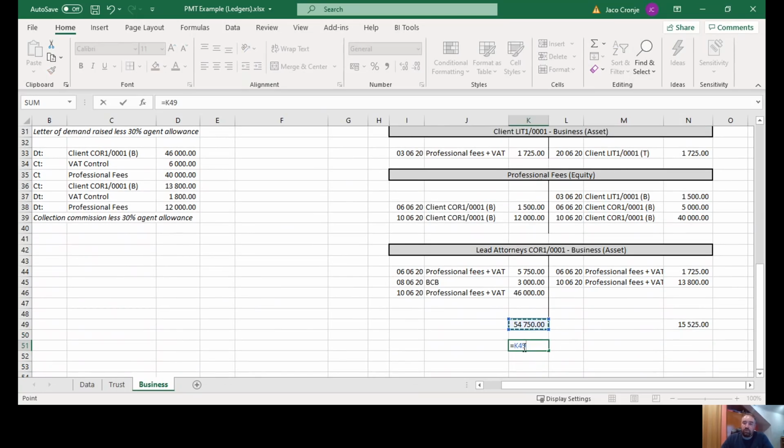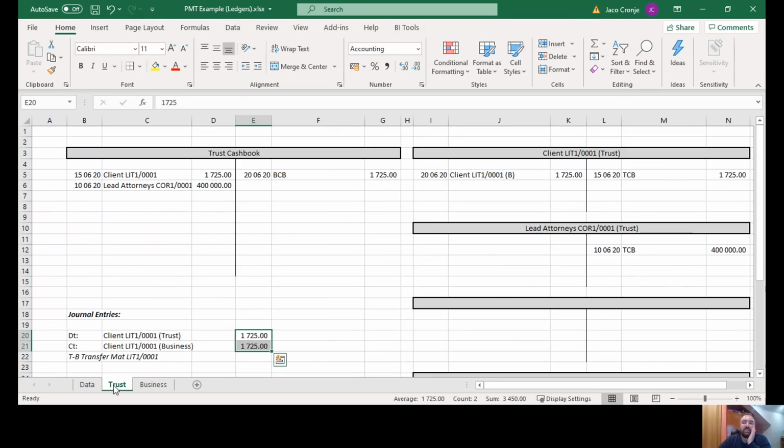So you owe me this less that. So you owe me 39,225. So that is the value of my trust to business transfer. Remember, trust to business transfer always happens at the lower of what they owe you in business. You can never transfer more to business than what the client owes you and what he has in trust.